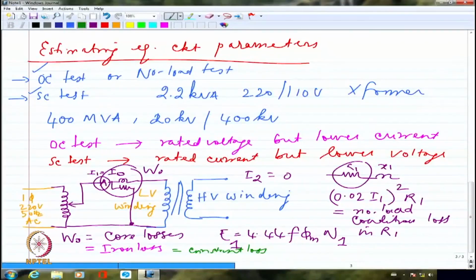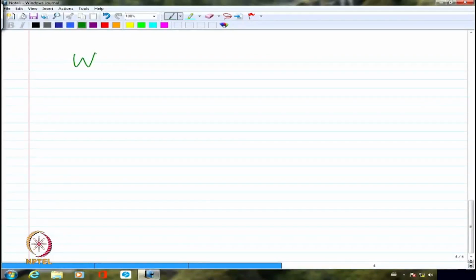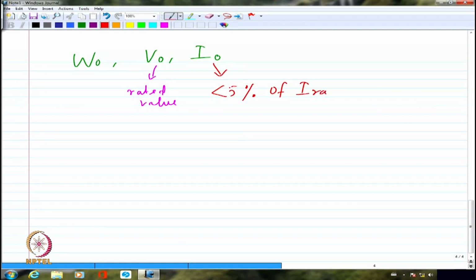So what we get out of the no load test is W0, V0 and I0. These are the three readings that we are going to get. V0 invariably will be rated value. I0 will probably be less than 5% of I rated if it is a well designed transformer, and W0 is going to be the core losses. Right?